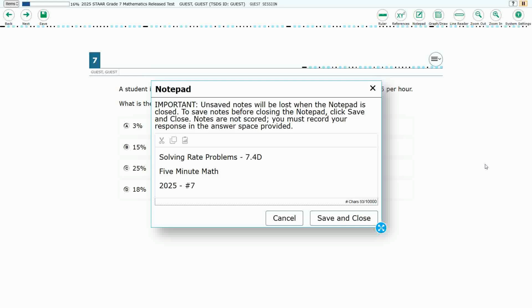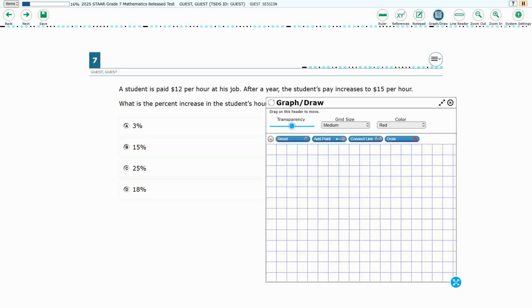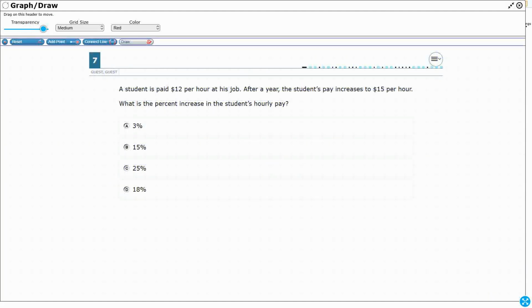Today we are looking at the 7th grade concept of solving rate problems. This is standard 7.4D in the great state of Texas, and we are using item number 7 of the 2025 released STAAR test. If you haven't done so already, please go ahead and take a moment to pause the video, work this problem out on your own, unpause it, and we will look at our answers together.